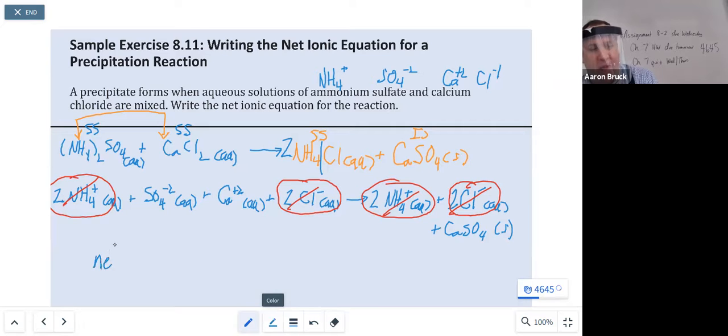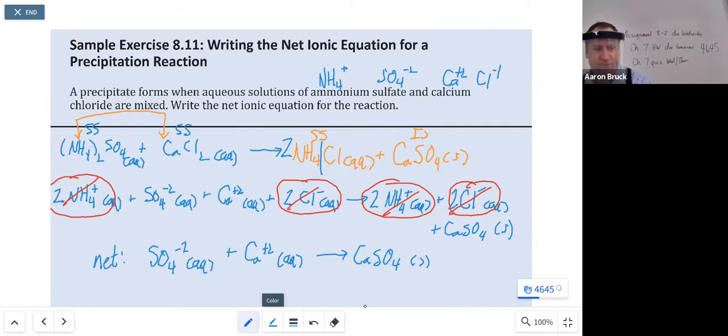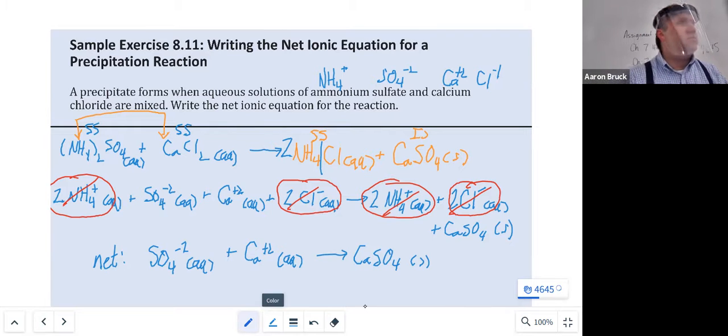My net ionic equation is going to be the sulfate ion in solution reacting with the calcium ion in solution to make calcium sulfate, which is insoluble. All right, any questions about this example?